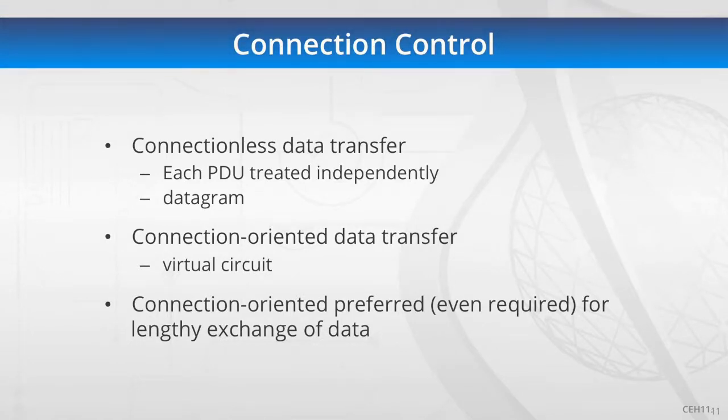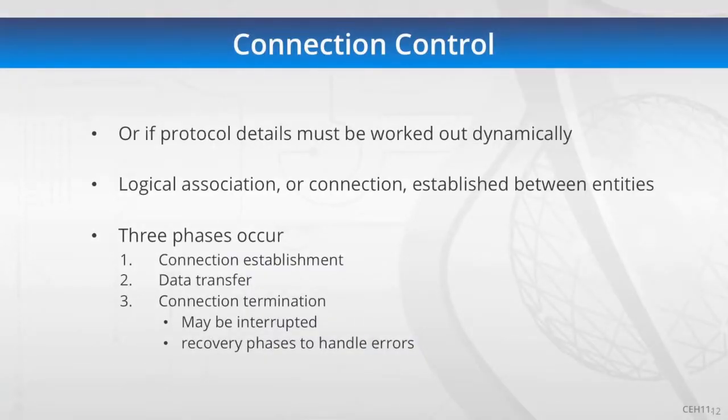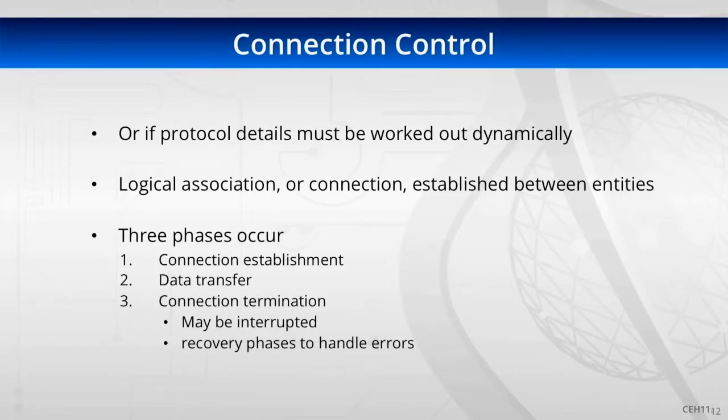Connectionless requires that somewhere up above this level we have authentication, or that each individual protocol data unit is in fact authenticated. And that's very difficult to do without a lot of overhead and a lot of management. Okay, so now let's talk connection control. If the protocol details must be worked out dynamically, okay, fine, we can agree with that connection control. There's a logical association or a connection established between the two entities. If we can break the logic in that, again, we can take control.